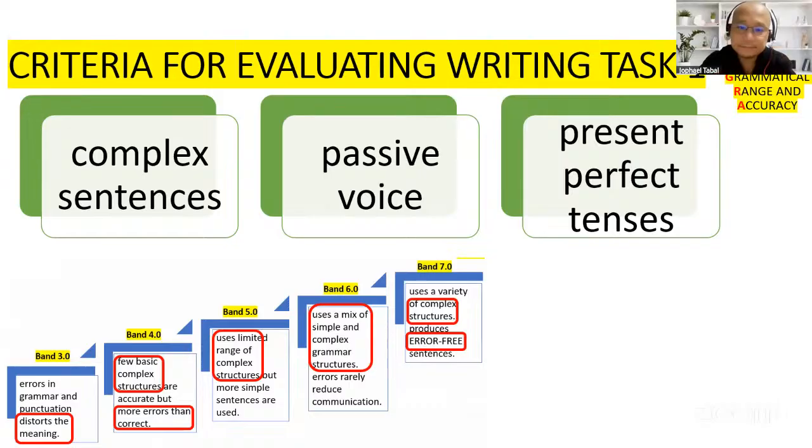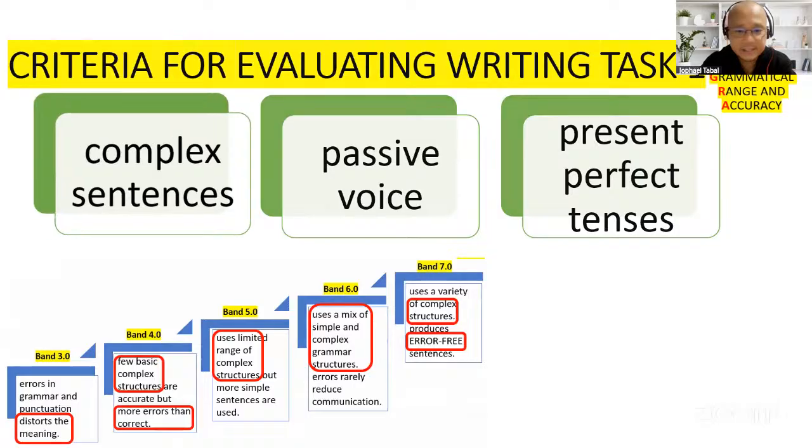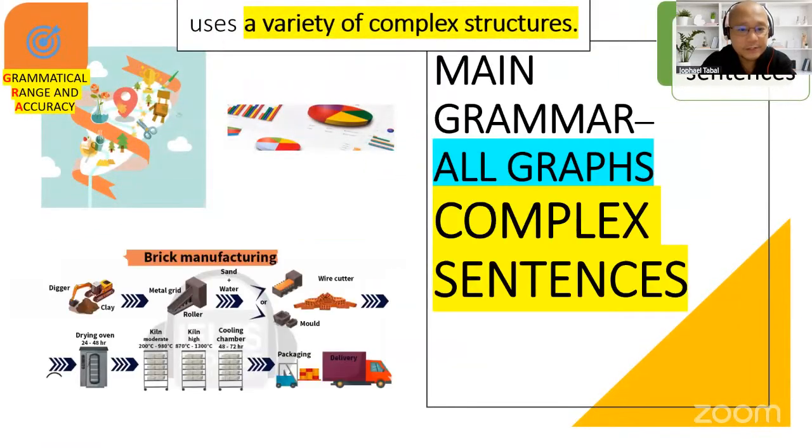Excuse me. I see. So again here we have to continue with our final lesson, the final session for Writing Task 1. So for Writing Task 1, maps and process. These are the three main grammar points to be used: complex sentences, passive voice, and present perfect tenses. That's it. So once we know this, it's much easier for us to mark their score.